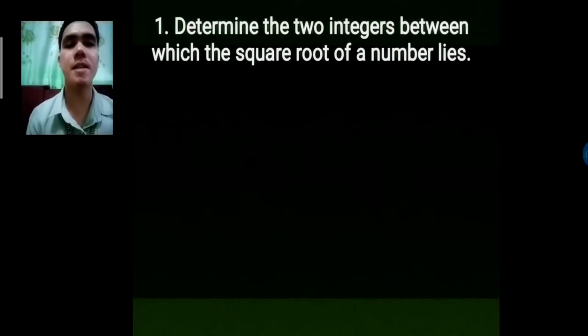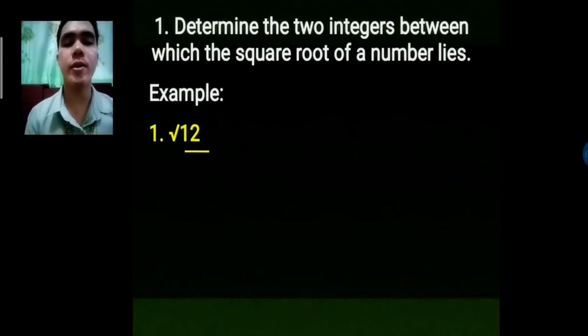To make it possible, first we have to determine the two integers between which the square root of a number lies. Okay? We will use the perfect square numbers here to determine the approximate value of that number. Example, square root of 12. As you can see, 12 is not a perfect square number. So that is irrational. So what will be our two integers wherein 12 is between those two numbers?